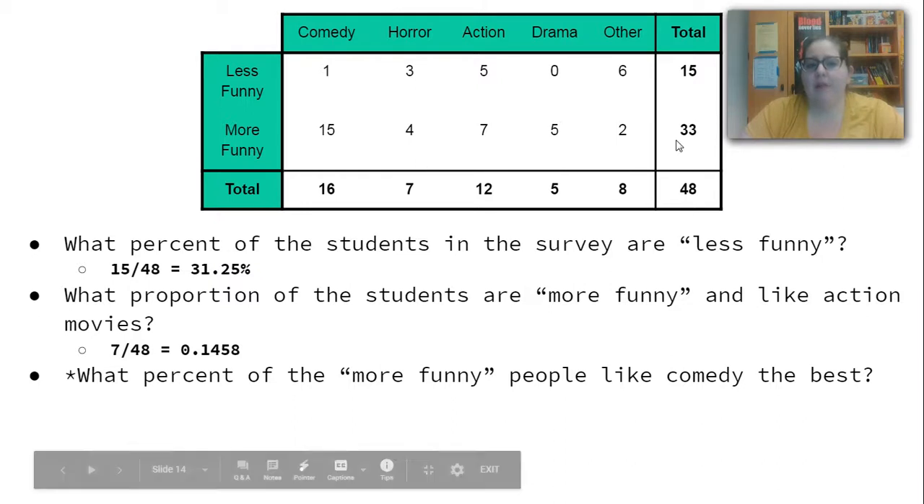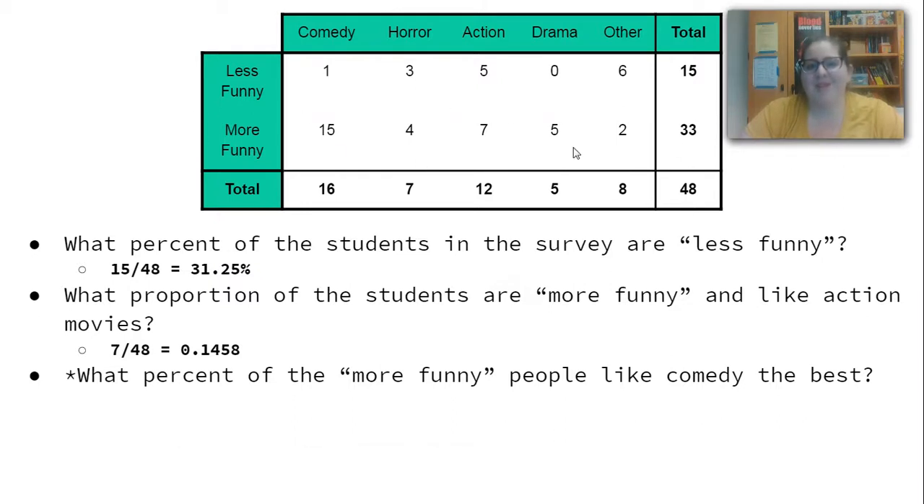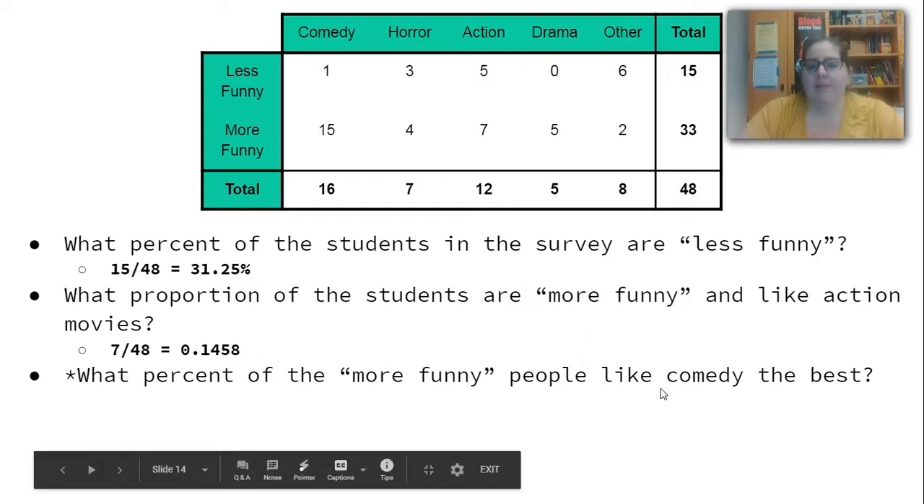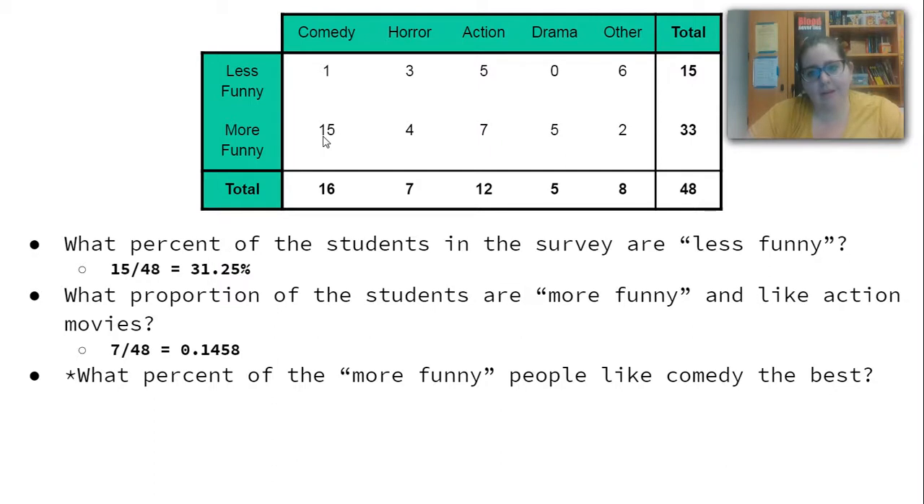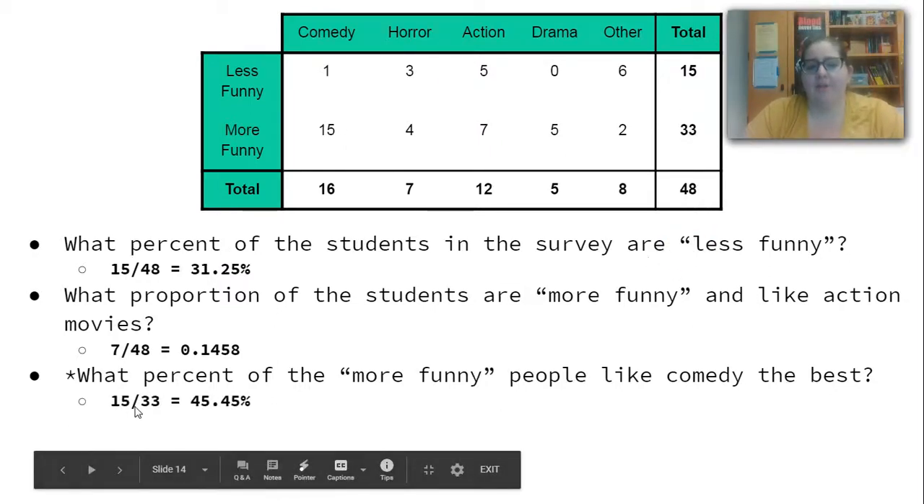So of the more funny people, of those 33 people who categorize themselves as more funny, what percent of them liked comedy? So in that more funny row, we had 15 out of the 33 who said they liked comedy the best. So 15 out of the 33 is 45.45%.